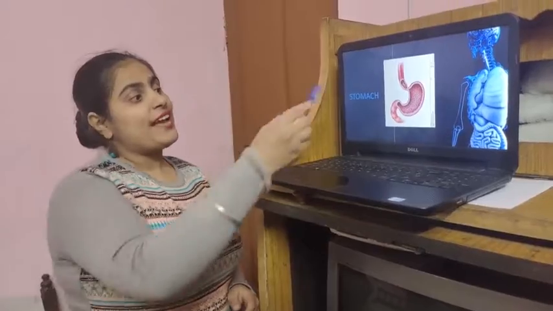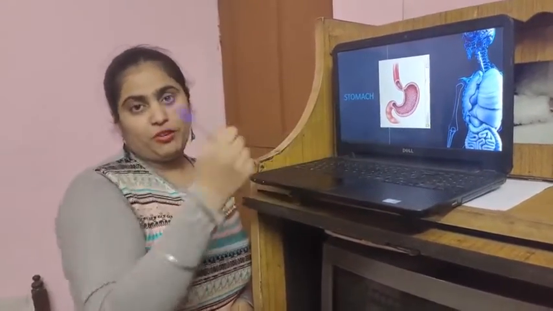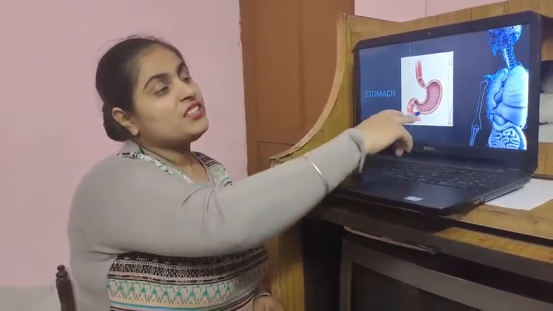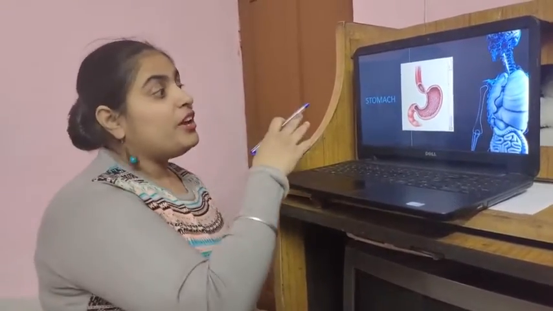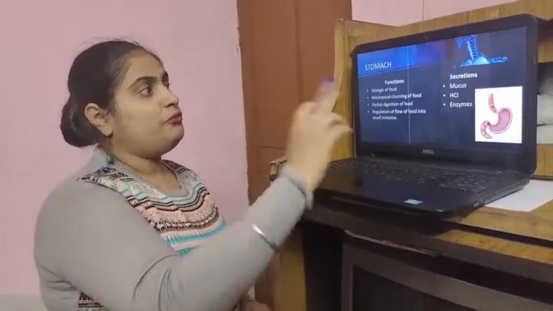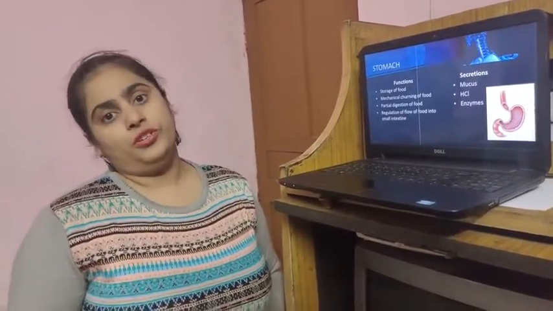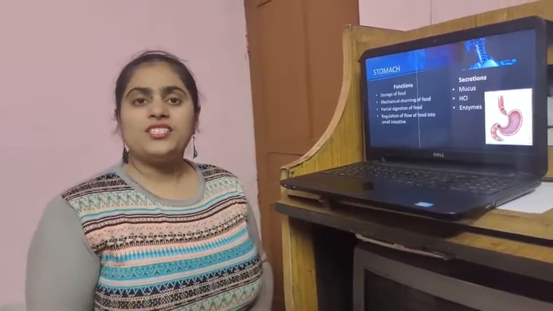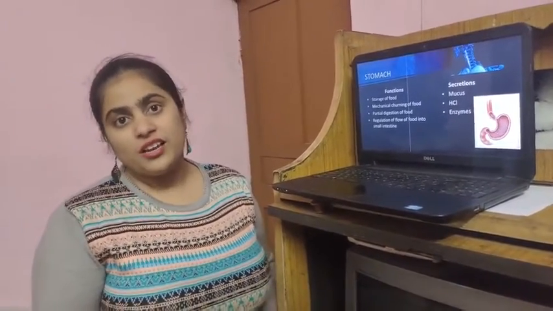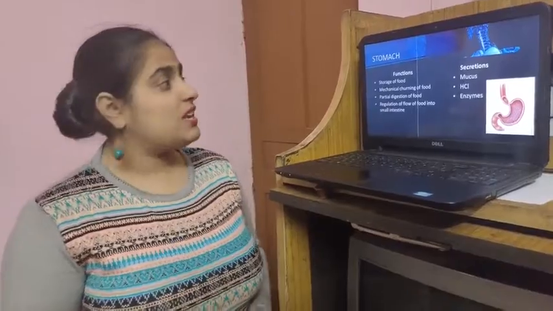Now the stomach is actually a J-shaped organ. Its walls are muscular, made up of muscles. It is present on the left side of the abdomen. Various functions of the stomach are, first function is storage of food. The stomach stores the food. For example, carbohydrates are stored for 1 or 2 hours. Fats are stored for 5 to 6 hours.